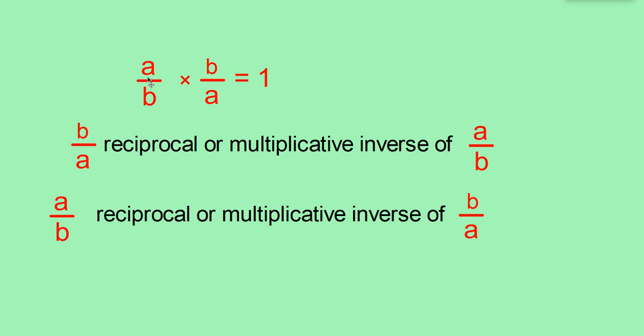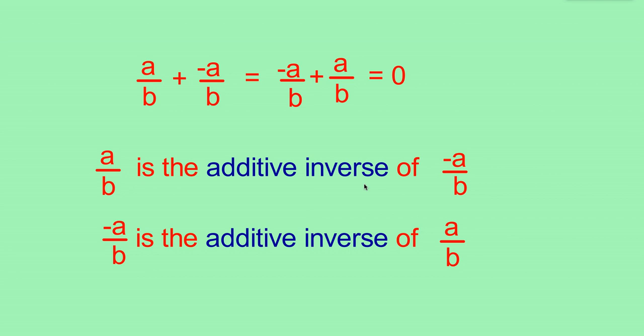Here a by b into b by a is equal to 1. That means you interchange the numerator and denominator, then you will get 1. Then you can say b by a is the reciprocal or multiplicative inverse of a by b, or a by b is the reciprocal or multiplicative inverse of b by a. That means reciprocal or multiplicative inverse means just interchange the numerator and denominator, whereas additive inverse means just change the sign of the rational number.